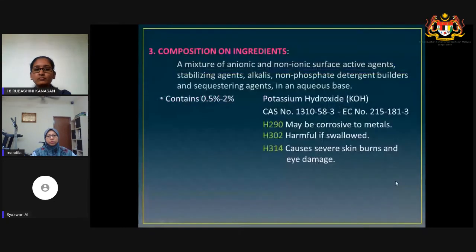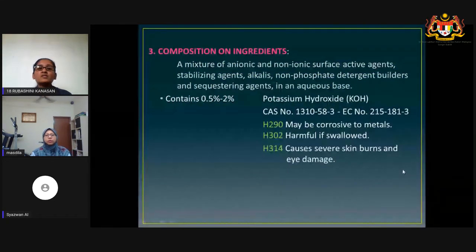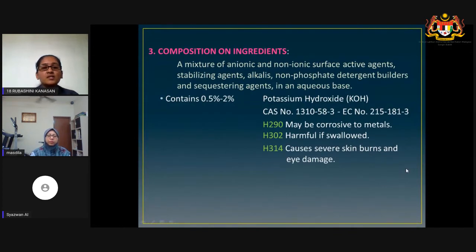Okay, for the composition and ingredients, it's a mixture of anionic and non-ionic surface active agents, stabilizing agents, alkalis, non-phosphate detergent builders, and sequestering agents in an aqueous base. It also contains potassium hydroxide, which may be corrosive to metals, harmful if swallowed, and causes severe skin burns and eye damage.